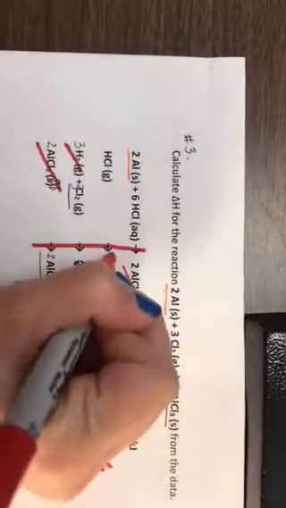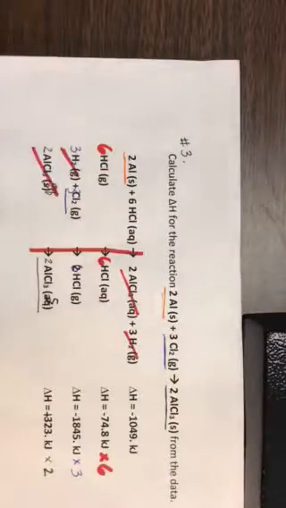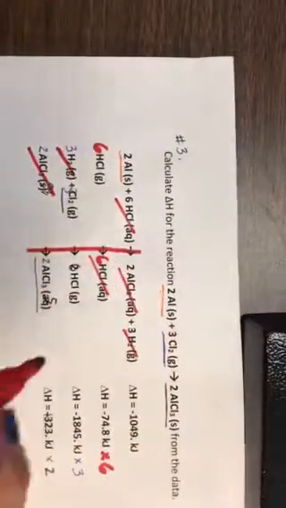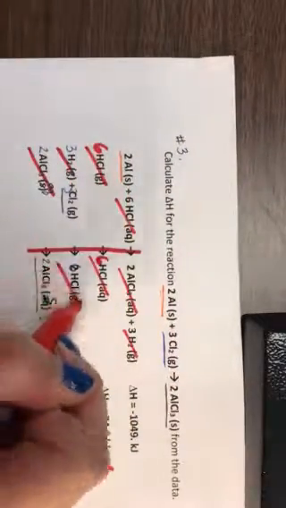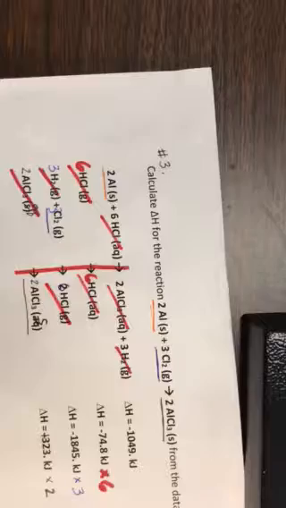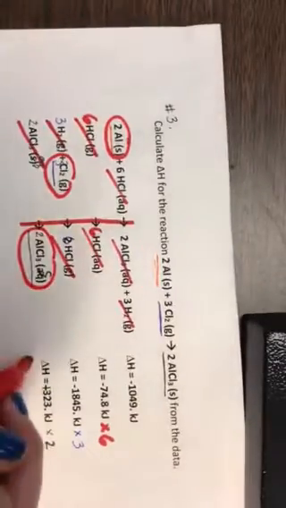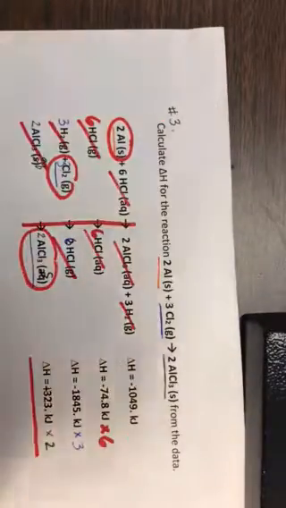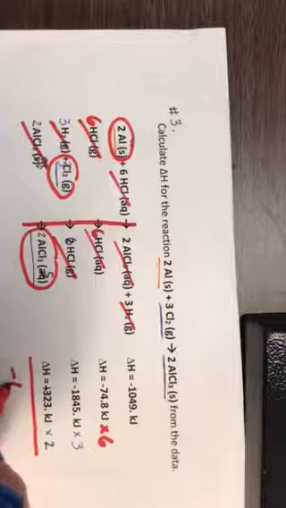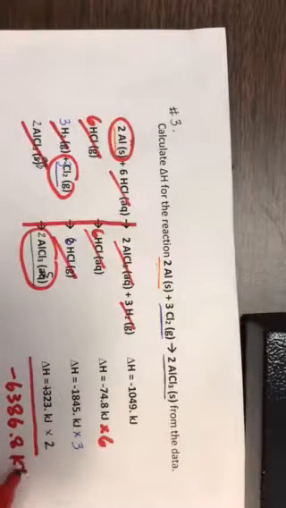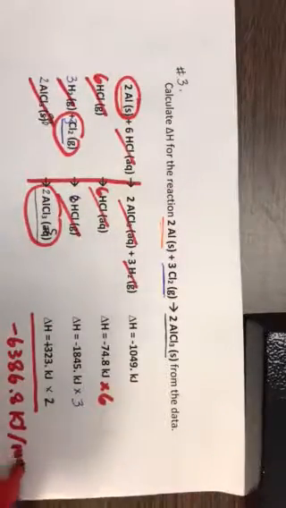So this becomes 6 HCl aqueous, this becomes 6 HCl gas, and now I can cancel them out. So 6 HCl aqueous, 6 HCl gas. Now that I've canceled everything, I should be left with everything that I need. And now this answer will accurately reflect the delta H that it's supposed to be. And when you add these together, you should get negative 6386.8 kilojoules per mole.